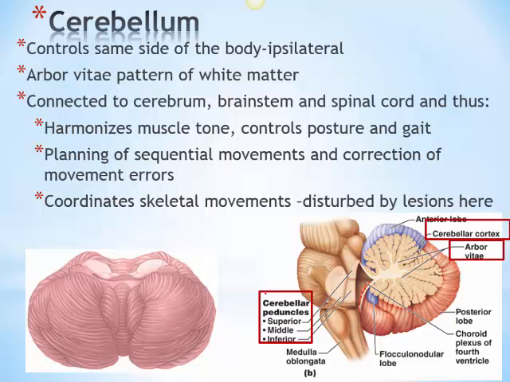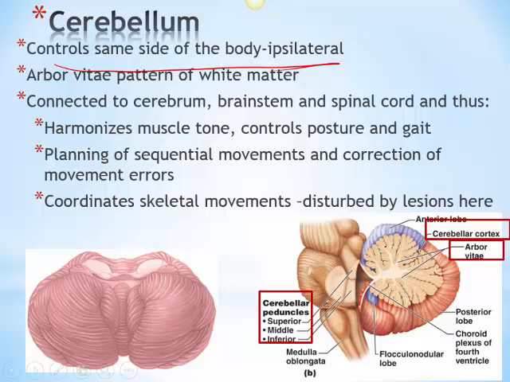Then we look at the cerebellum. This is often called the little brain. Unlike the cerebral cortex, this controls the same side of the body. So impulses going to the cerebellum will go from the right side to the right cerebellum. Or when the cerebellum has to control motor activity, the right cerebellar hemisphere will control the right side of the body.